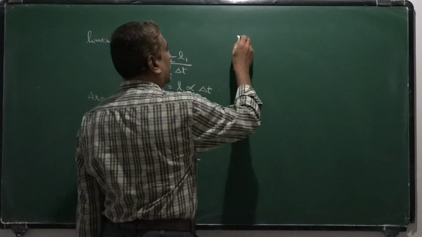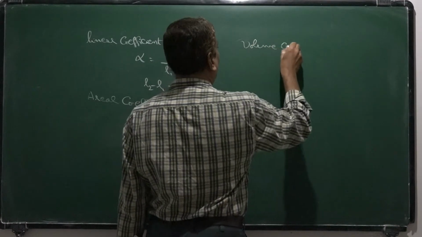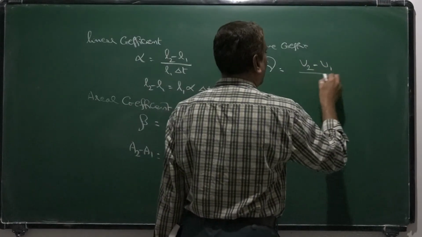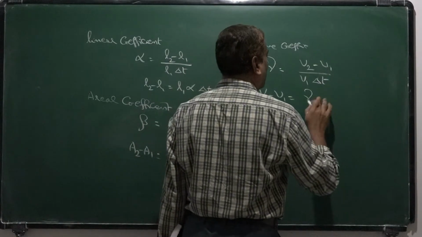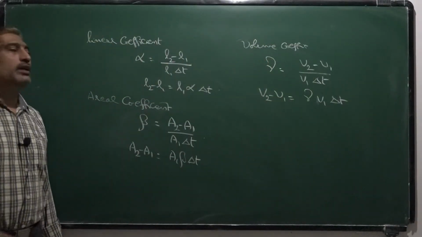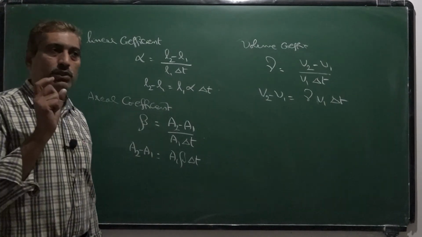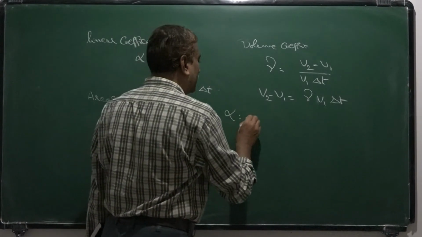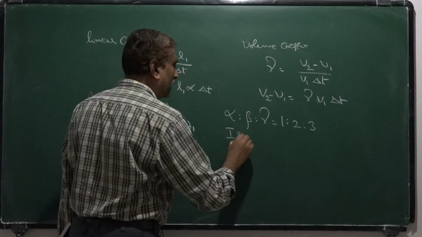Similarly, the volume coefficient or cubical coefficient, the coefficient of volume expansion, gamma, is equal to change in volume by initial volume into change in temperature. In this case also, change in volume is equal to gamma V1 delta T. So you remember these formulas, okay. And for an isotropic solid, alpha, beta and gamma are related by alpha is to beta is to gamma equal to 1 is to 2 is to 3. This is for isotropic solids.